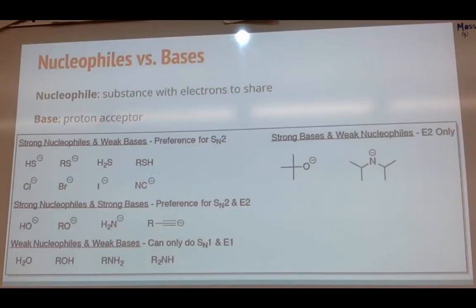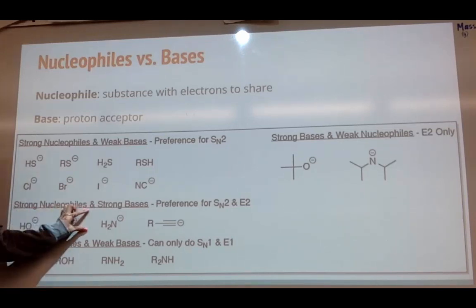Halides, right? Halides are not strong bases. If you remember, like Cl minus comes from HCl. HCl is a strong acid, so Cl minus is actually negligible in terms of basicity, right? We would say it's neutral. And so these are our strong nucleophiles and our weak bases. These more likely are going to favor SN2 reactions.